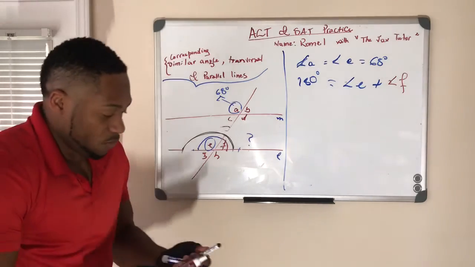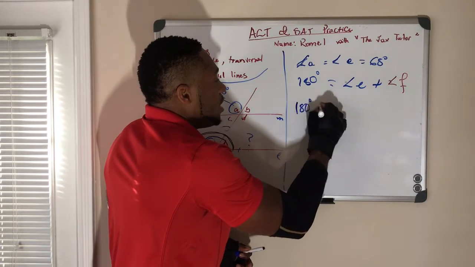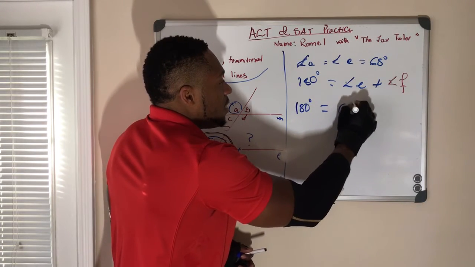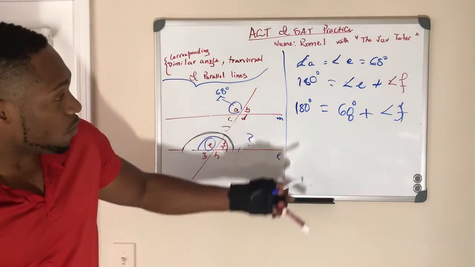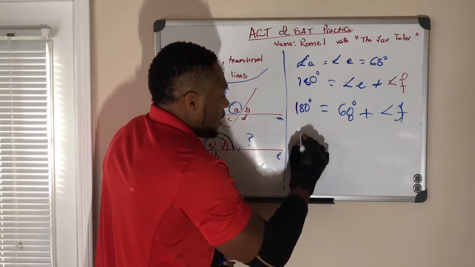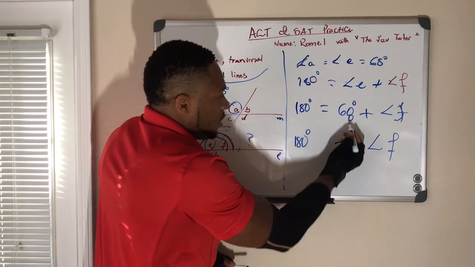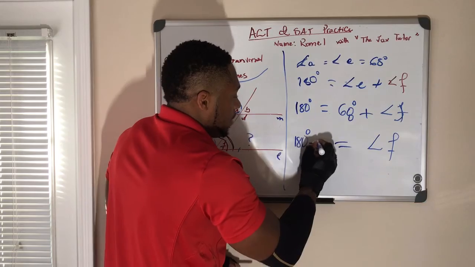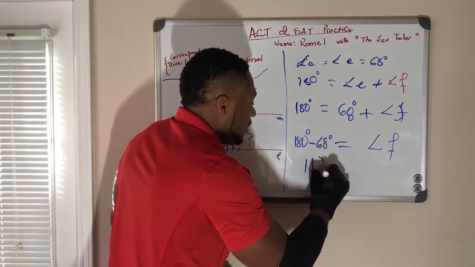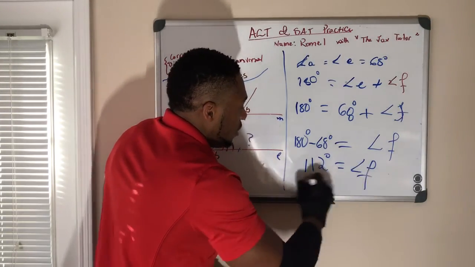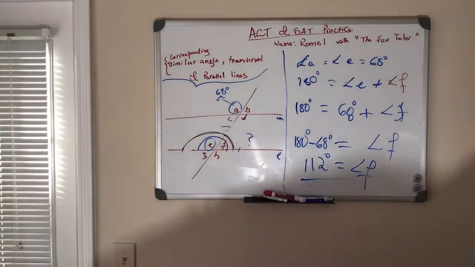So how do we find angle F? We already know angle E is 68 degrees. So 180 degrees is equal to 68 degrees plus angle F. Angle F is equal to 180 degrees minus 68. We move the 68 from this side to this side, change the sign. 180 minus 68 is 112 degrees, which is equal to angle F. Let me see what the book says. It's answer choice D in the book.